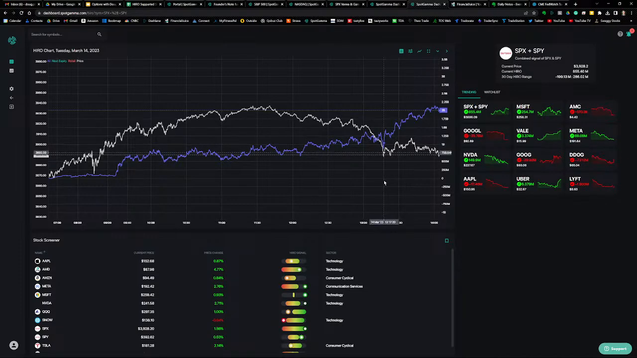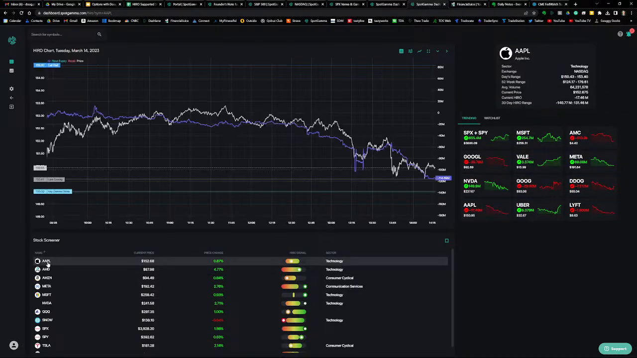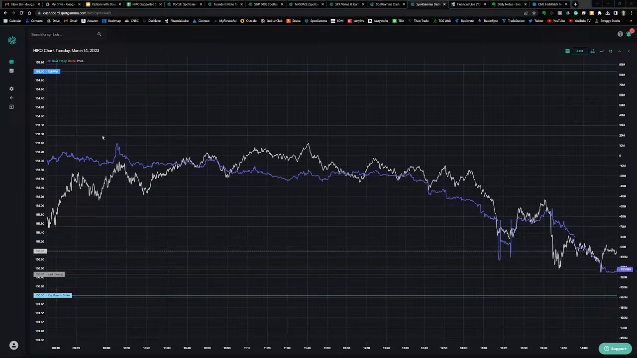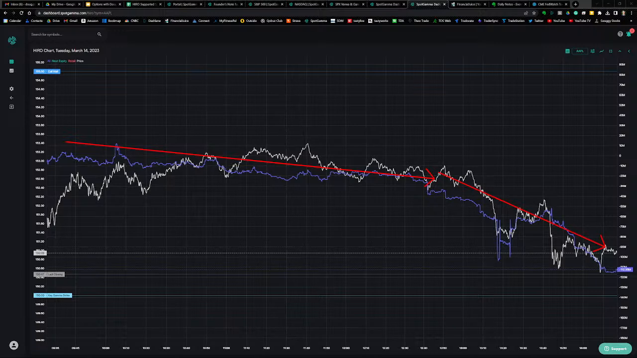And now let's take a look at some stocks. Here's Apple. And I thought this set up a nice short. This gradually decreasing Hero starts to fall about 12:30, or fall quicker about 12:30. So let's go take a look at Apple in Bookmap.